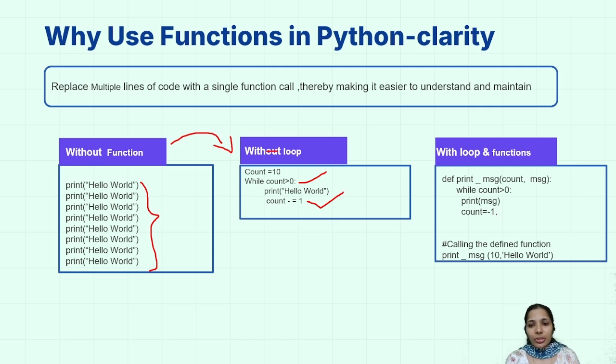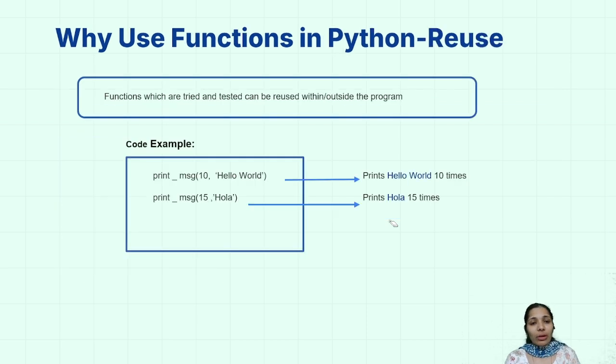But with loop and functions, I'm going to use def print_message as my function definition. I'm going to pass the parameters count and message, put a while loop in the function definition, and call it by passing message as hello world and count equal to 10. So what happens? It makes my code very flexible, very clear and easy to understand. Rather than making the code very lengthy, I can reduce my code and give a clear picture by just defining the function and calling the function.